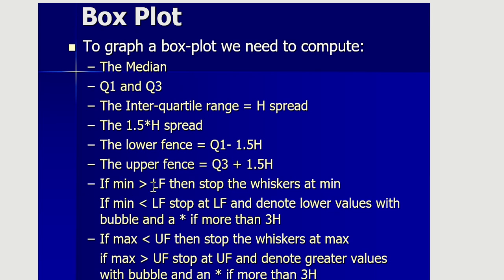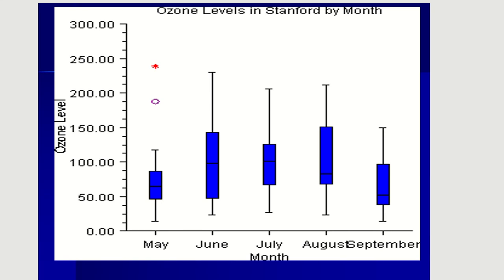If the minimum is larger than the lower fence, meaning it occurs before the lower fence, then you stop the whiskers at the minimum. However, if the minimum is less than the lower fence, then you stop at the lower fence. You denote any lower value with either a bubble, or a star if more than 3 H. Same idea for the upper side. Okay, so again here I have examples of box plots. None of these box plots have extreme values or outliers except for this one right here.